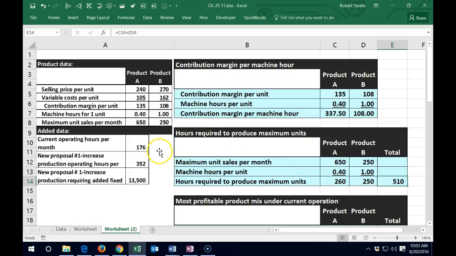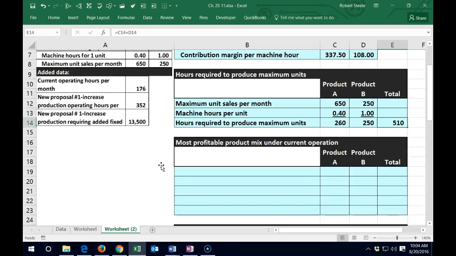Note we only currently have 176. Therefore, we're going to spend that 176 all producing product A because we think that we can sell 650 units, and we get the highest contribution margin both in total as well as the highest contribution margin per machine hour. Therefore, that's where we're going to spend our time given the limited hours. Next proposal will be that we increase the production time to 352 hours, which will change our opinion there.